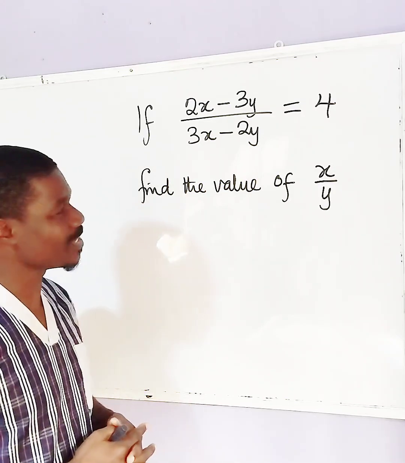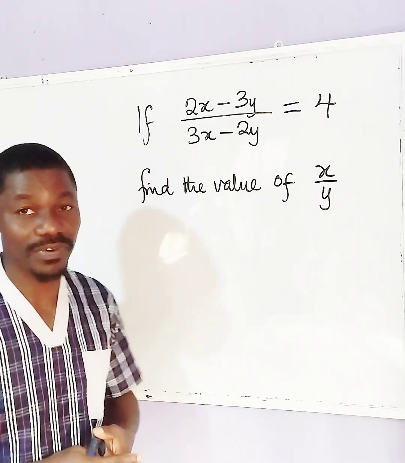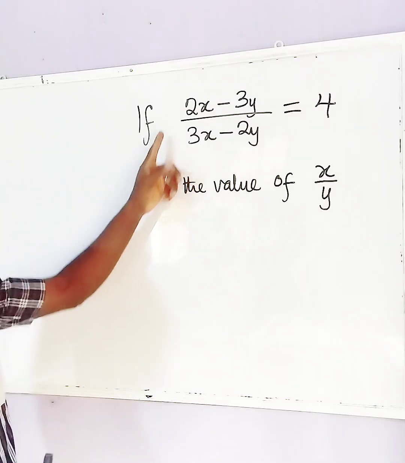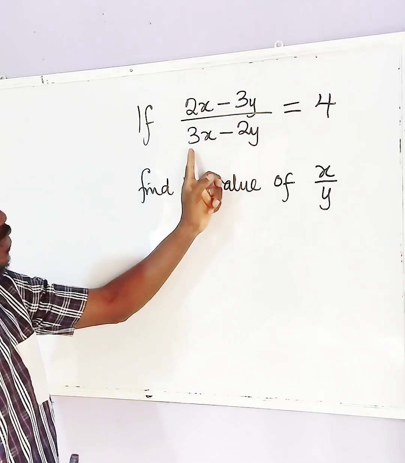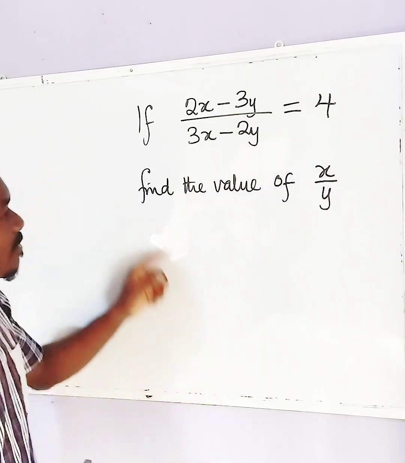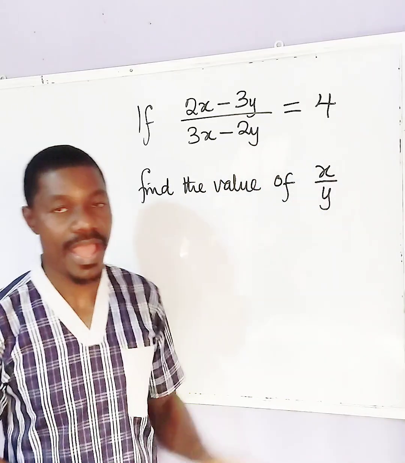Welcome to class, and let us look at this beautiful algebraic fraction question. It reads: if (2x minus 3y) all over (3x minus 2y) equals 4, find the value of x over y.